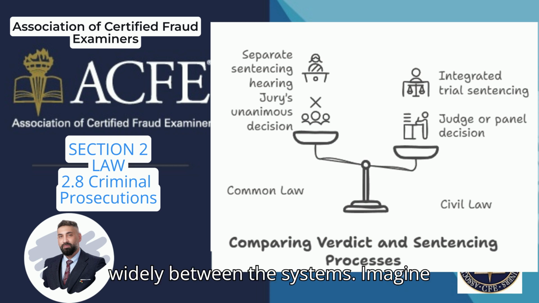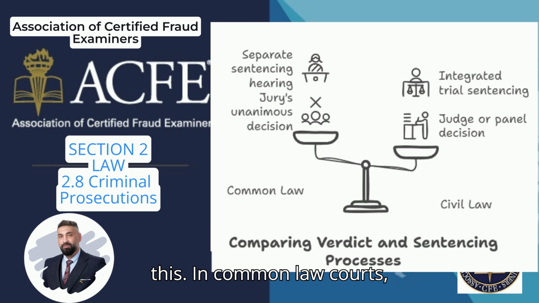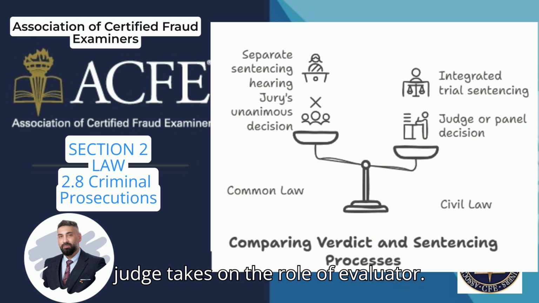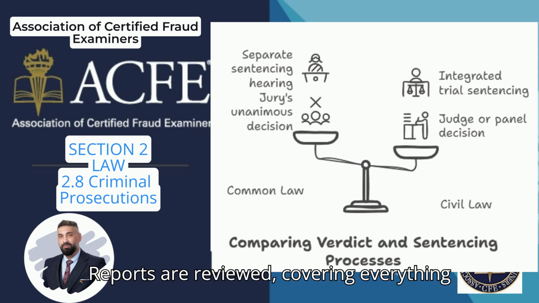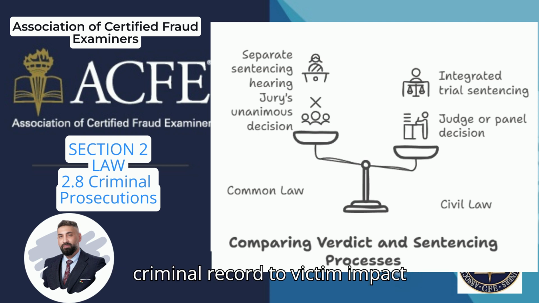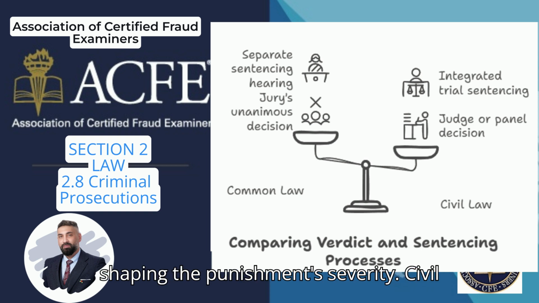Even sentencing varies widely between the systems. Imagine this. In common law courts, after a guilty verdict is reached, the trial takes a pause. A separate sentencing hearing is held where the judge takes on the role of evaluator. Reports are reviewed, covering everything from the defendant's character and criminal record to victim impact statements, which vividly detail the emotional, financial, and social consequences of the crime. Prior convictions rarely affect the trial itself, but can heavily weigh on sentencing decisions, especially in shaping the punishment's severity.